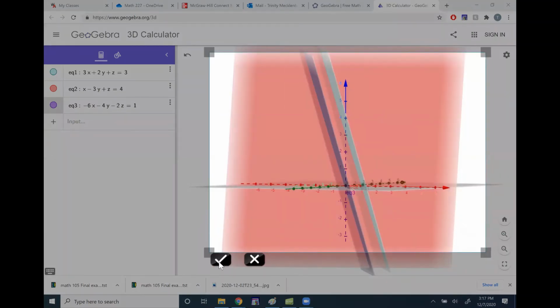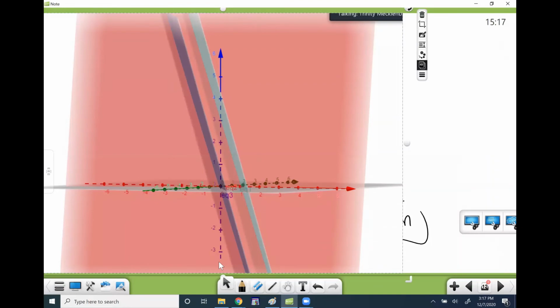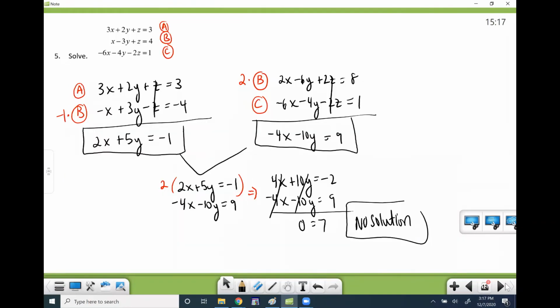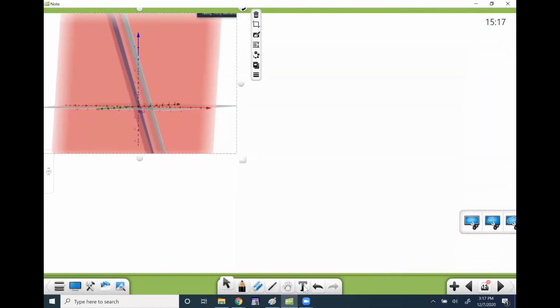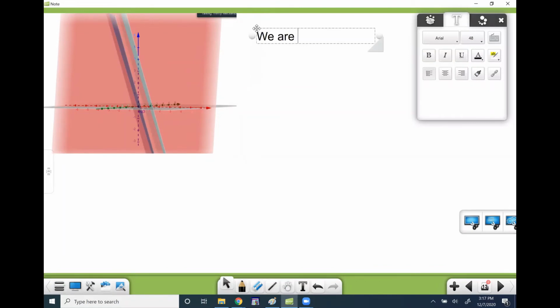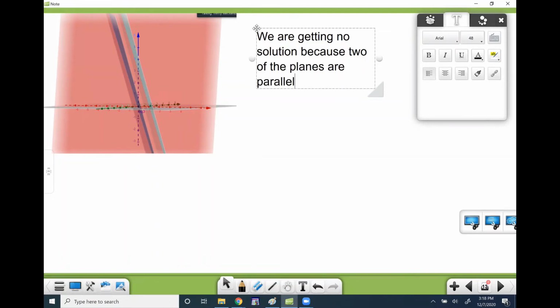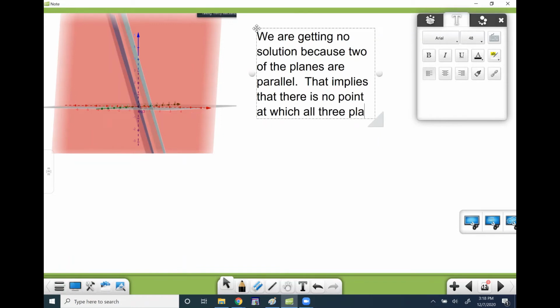So we can see we're getting no solution because those two planes were parallel. We are getting no solution because two of the planes are parallel. That implies that there is no point at which all three planes intersect.